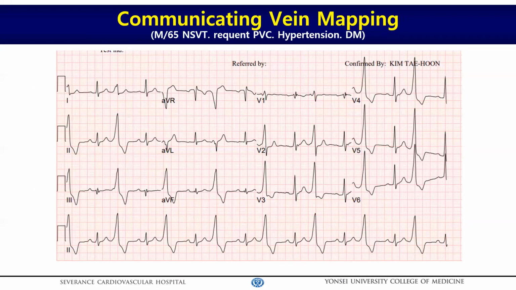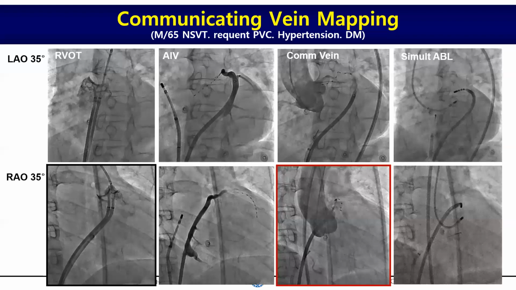This patient is a 65-year-old male who underwent an ablation attempt for a non-sustained VT. The ECG is similar to the previous patient but characterized by a prominent R wave in lead 1. So even though it is the same summit, a more septal origin is suspected.